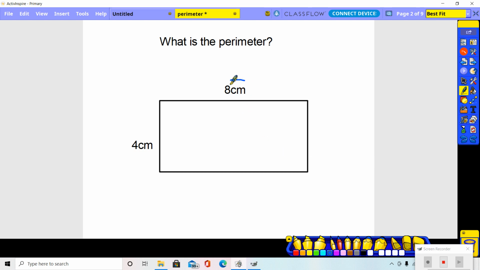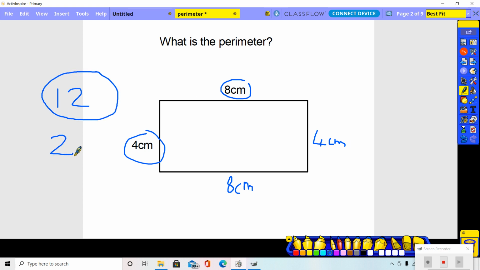So we have 8 centimeters and 4 centimeters. We can add those two together to give us 12 centimeters. And then we know that the opposite measurements on a rectangle will be exactly the same. And therefore, we can just double 12 to get to 24. So the perimeter of this rectangle is 24 centimeters.